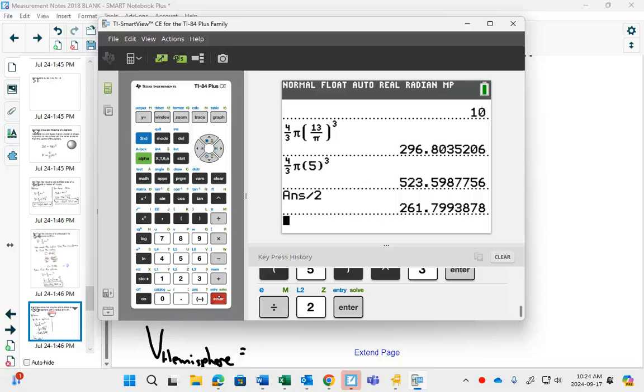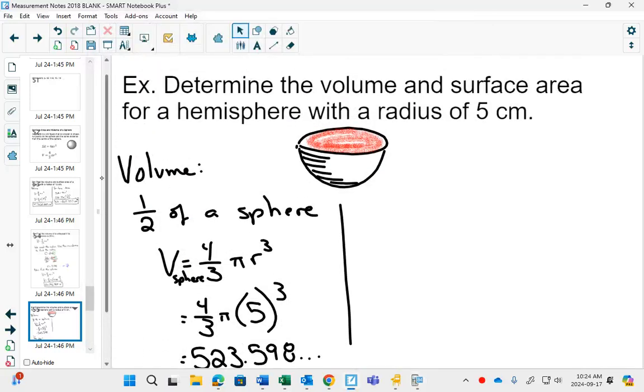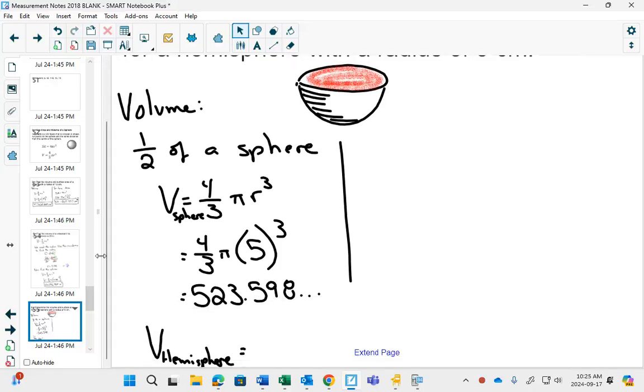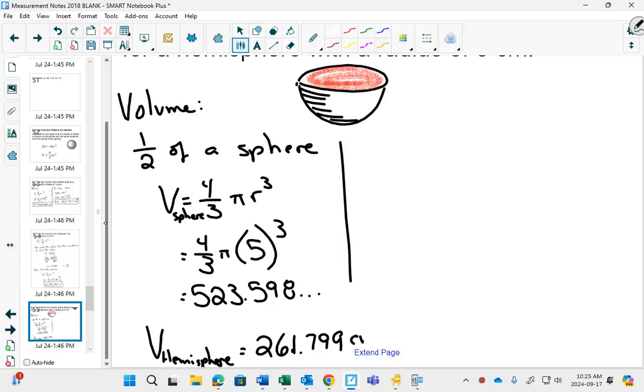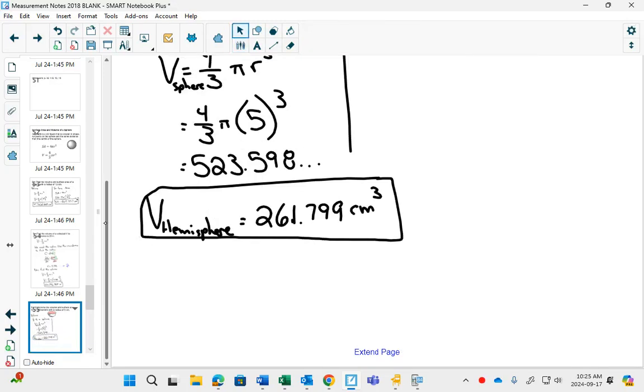261.799. Does it ask us to round to something? No. And our units were centimeters. Volume is cubed. Double check my calculator, I copied it down right, and I did. Great strategy. Hemisphere, half of a sphere.